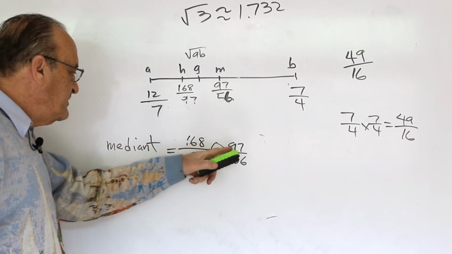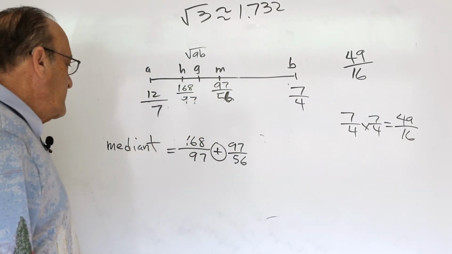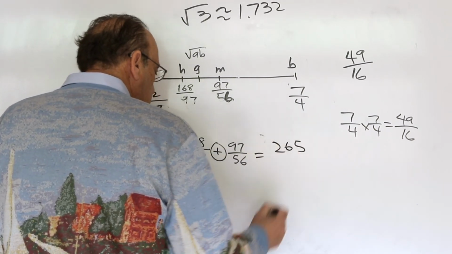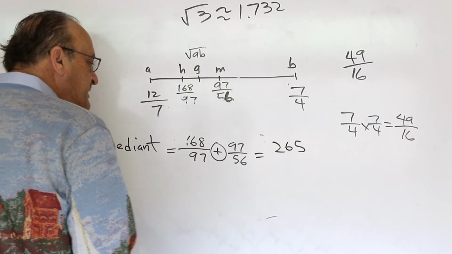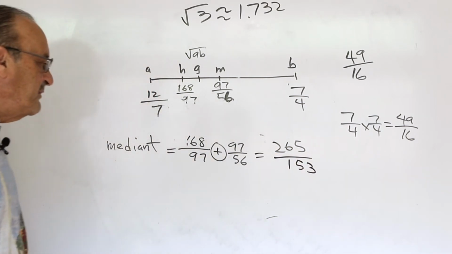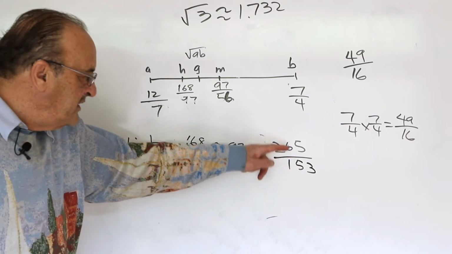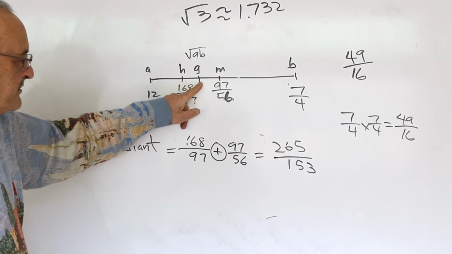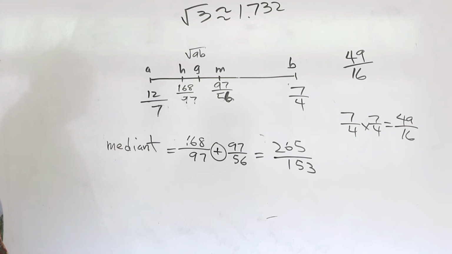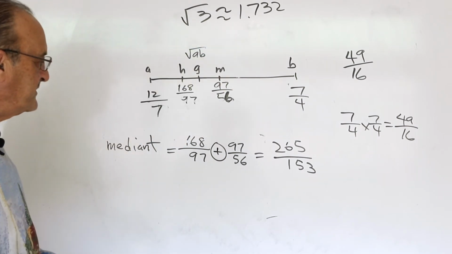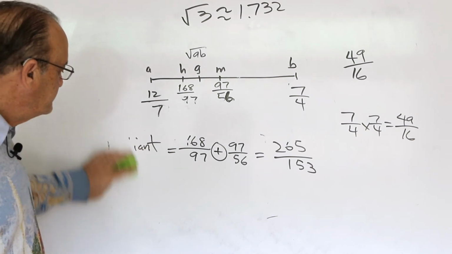So if I add these two, I'm going to get 265 and 153. And now I'm pretty confident if I divide this into this, I'm going to get the square root of 3 to at least 3 decimal digit accuracy. In other words, it's going to be 1.732, I believe. Let's see if that works.